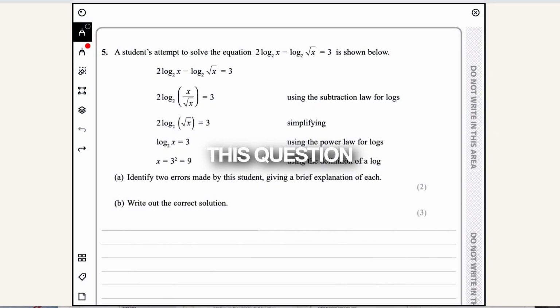First thing with this question here is we need to identify the errors made. I actually think writing the correct solution might be a better way to do this, because then you can see what the errors might be. So let's have a go at that.